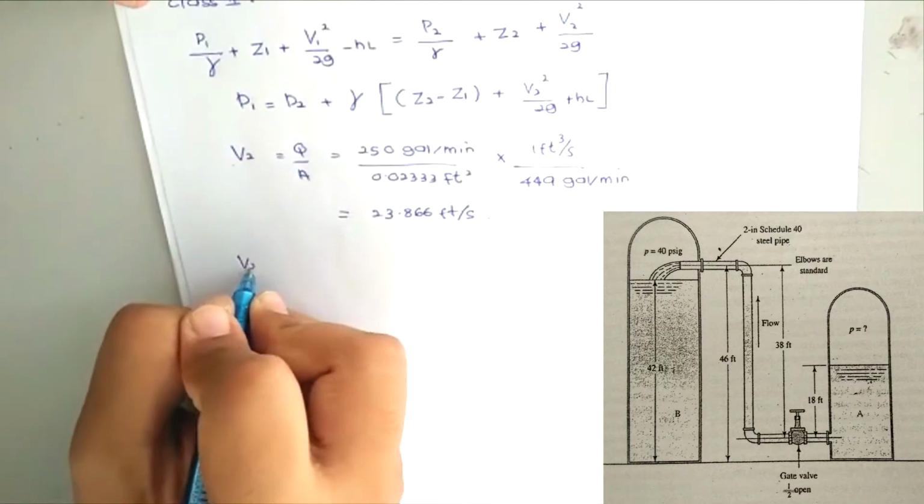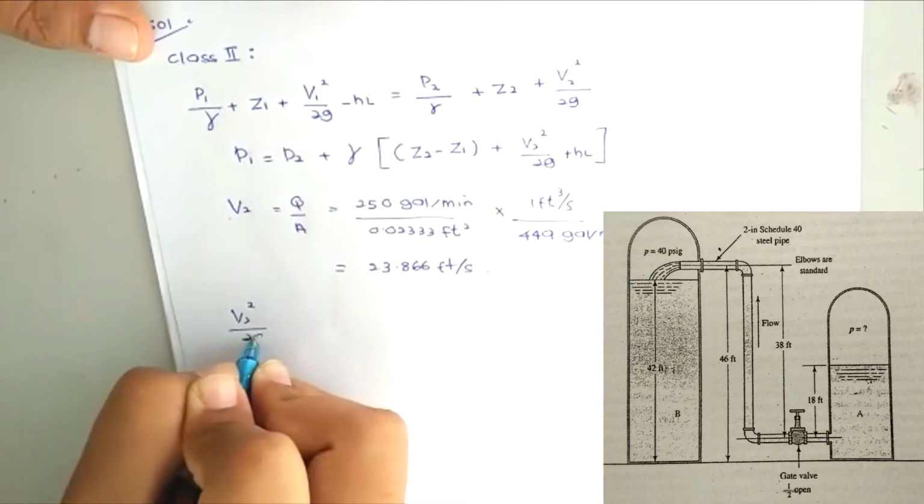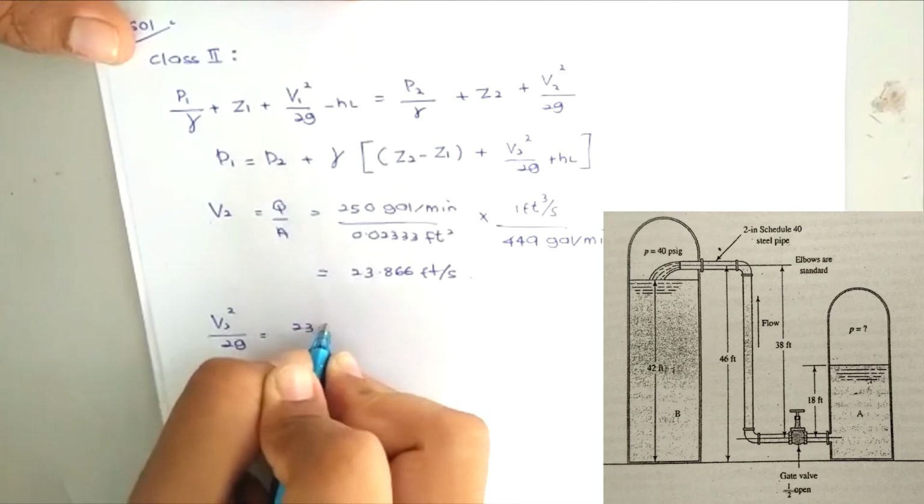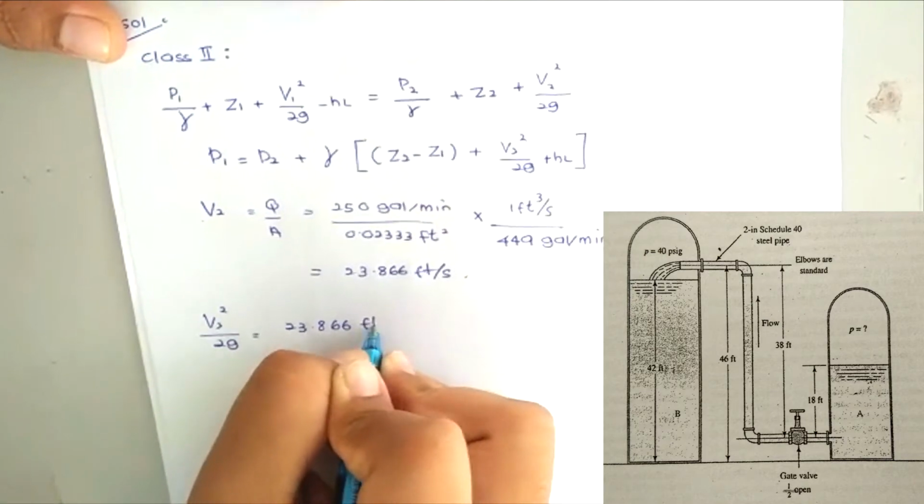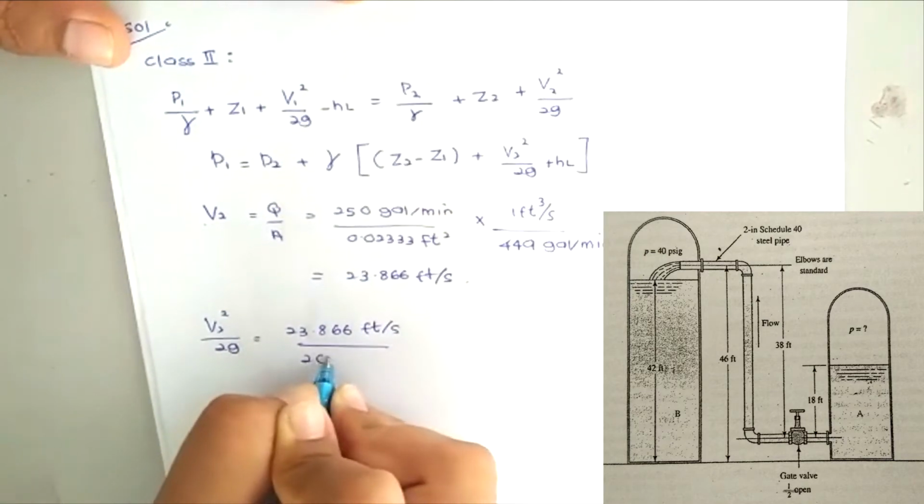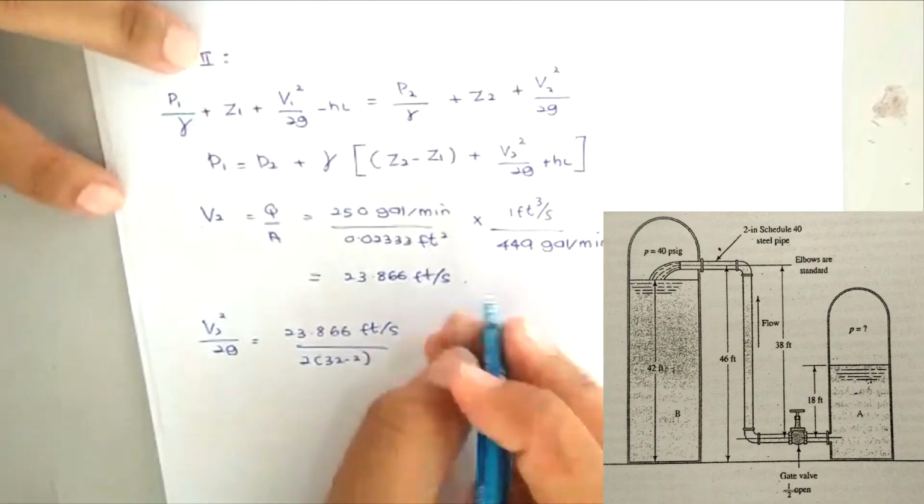Then calculate V2 squared over 2g. Substitute the V2 we got just now and use 32.3 feet per second squared to get the answer in feet.